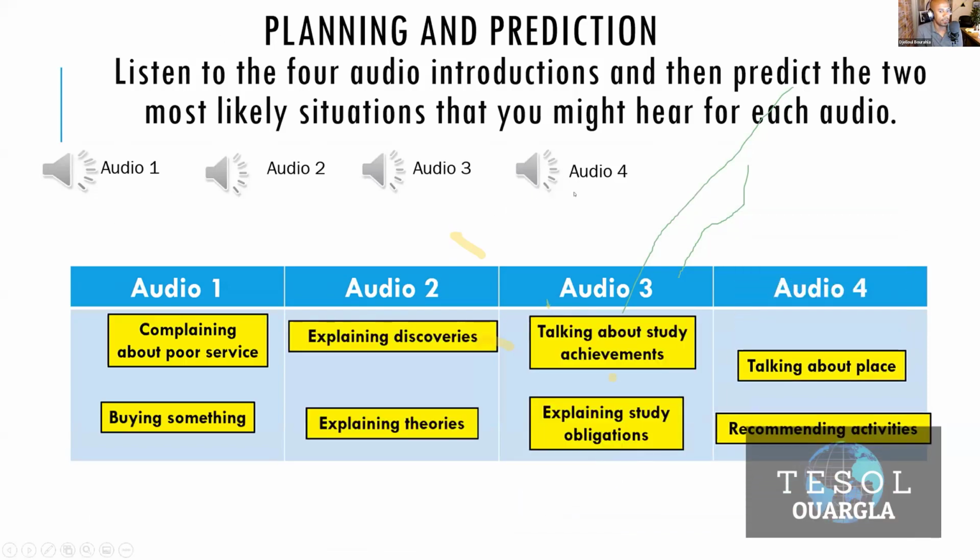Buying something, yes. And complaining about poor service. That goes the same for all the others. Number 2. You will hear a lecturer giving a talk about planets. Explaining discoveries. Explaining theories. You will hear a conversation between 2 students about an assignment. Talking about study achievements and explaining study obligations. You will hear a talk about a city's tourist attractions. Talking about places, recommending activities.